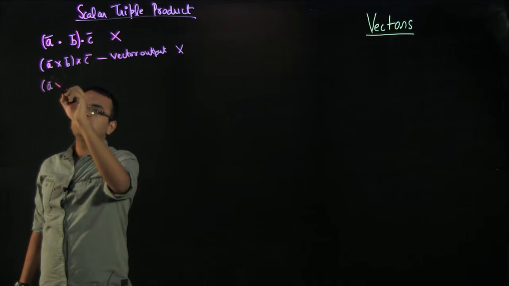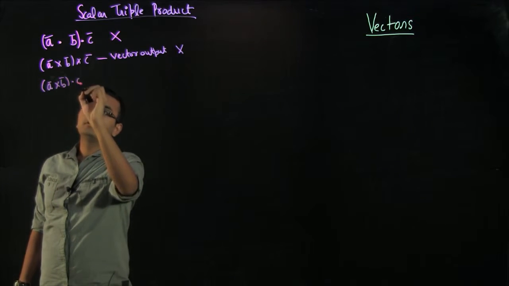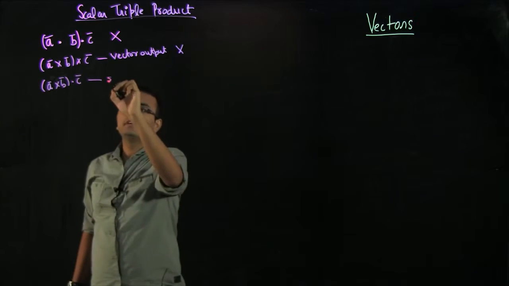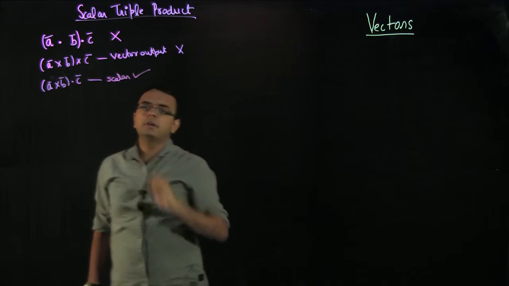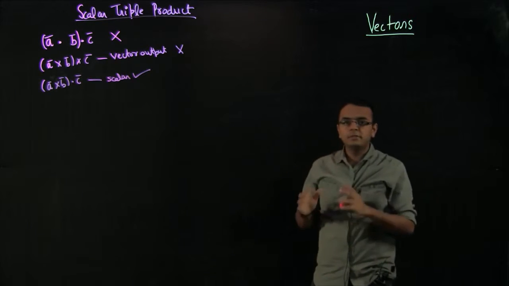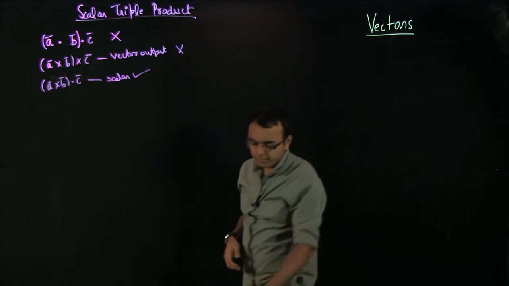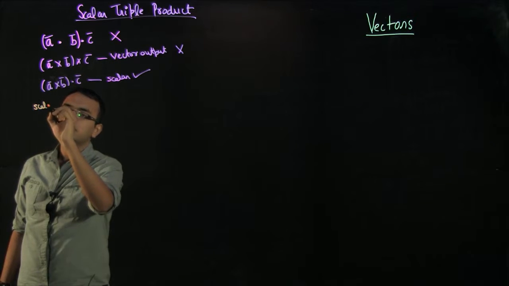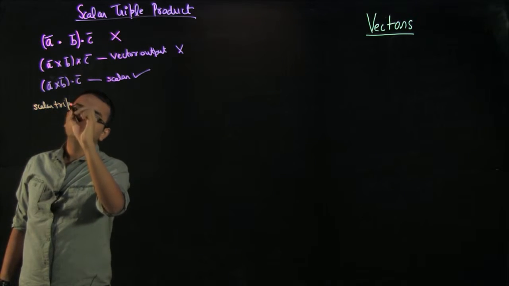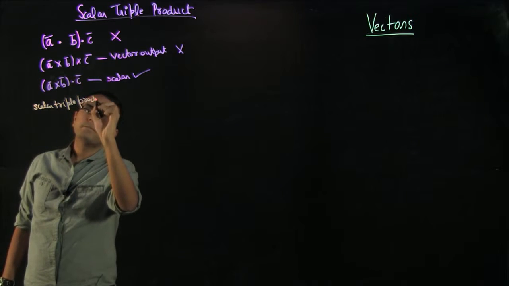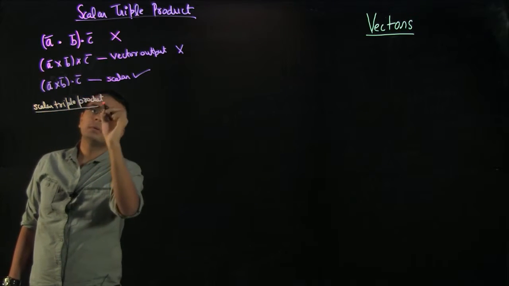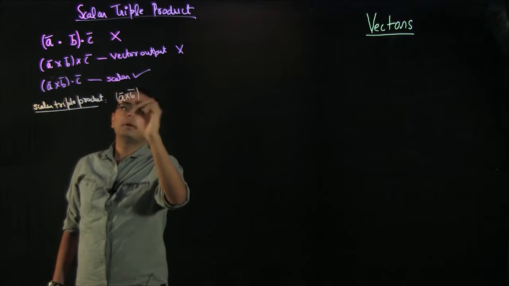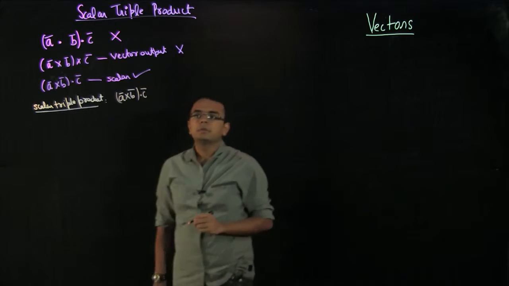However, can we do something like this? A cross B dot C. This is a vector then dotted with a vector, and this gives a scalar output. This is correct. Okay, so this is what we want to know. So scalar triple product is defined as A cross B dotted with C. Okay, so what does this mean?